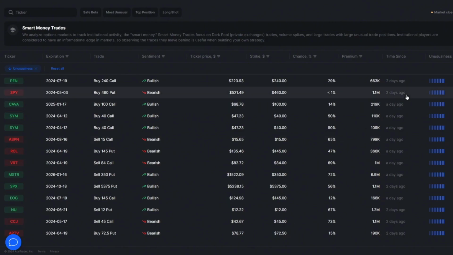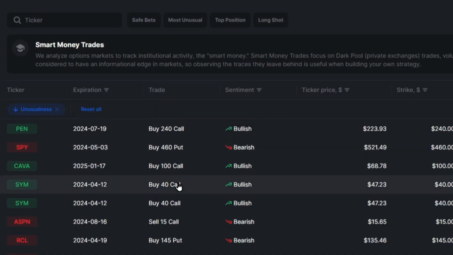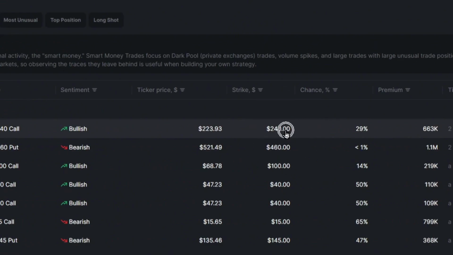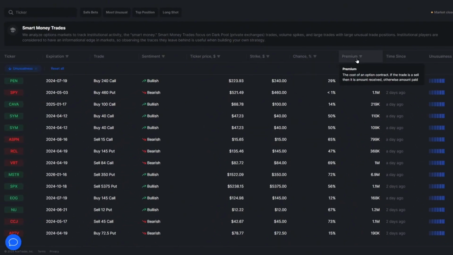And opening screen here, what do you see? Well, you see the ticker, the stock or ETF you're looking at, the expiration of the trade, the actual trade itself. You can see whether it's bullish or bearish. You can see the stock price when the trade was set up, as well as the strike price of that call option, and how likely it is to succeed, the chance of profit, and how much money they spent on that trade. This one here, for example, 1.1 million, and when that trade was put out there, and how weird we think that trade is, how unusual is that trade.